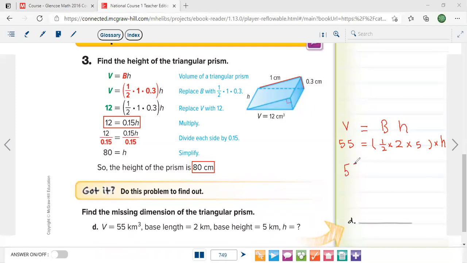So this is 55 equals half times 2 is 1, by 5 is 5. So this is all 5 times h, means 5h. Now this is a multiplication equation, so we can use division to find out what is h. Or you can use mental math, meaning 5 times what will give you 55. So directly you will say h equals 11 kilometers. If you don't know how to find it by mental math, just do over 5 over 5, and over means division. This 5 got cancelled, so h equals 55 divided by 5, which is 11.